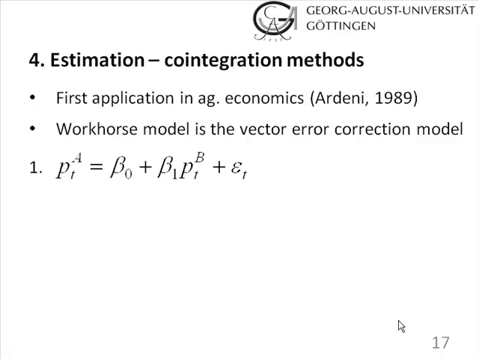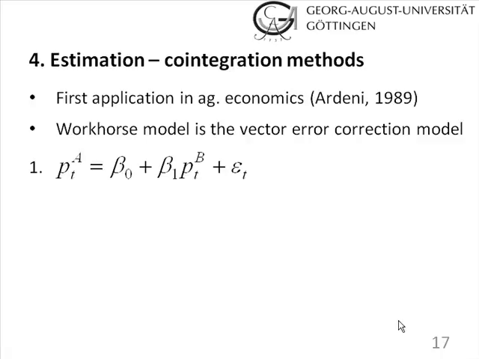Okay? The vector error correction model is sort of a two-step thing. We do two things when we estimate these models. The first thing we do is we estimate what we call the long-run relationship between the two prices, price A and price B. The little t here refers to time, so we have a time series of data for A prices and a time series of data for B prices. And this equation that we estimate here tells us something about the long-run relationship.